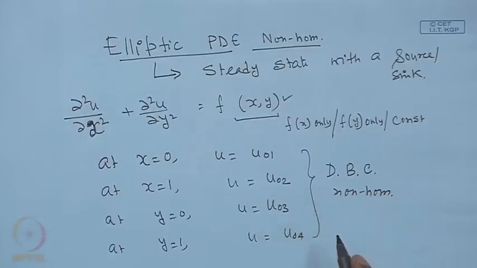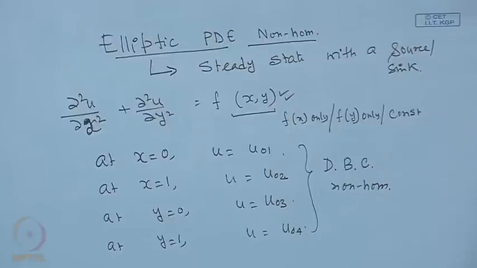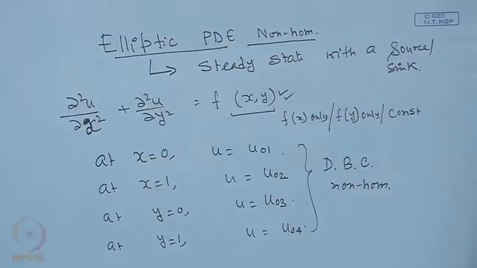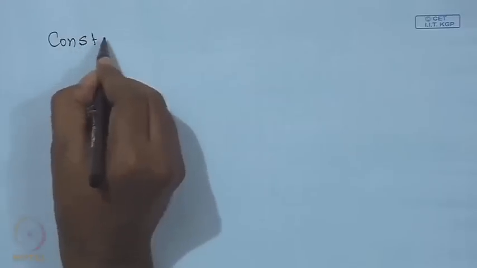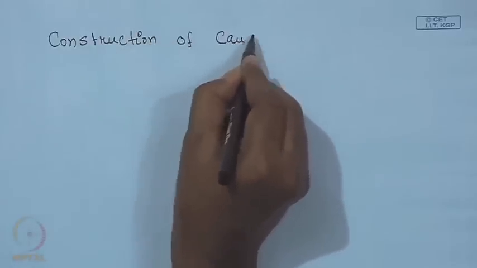Okay. So, if we do that, then we can identify how many sources of non-homogeneities this problem has. This problem has 5 sources of non-homogeneity, 1 in the governing equation and 4 in the 4 boundary conditions. Now, if we define this elliptic partial differential equation problem, then the next step will be the construction of causal Green's function.